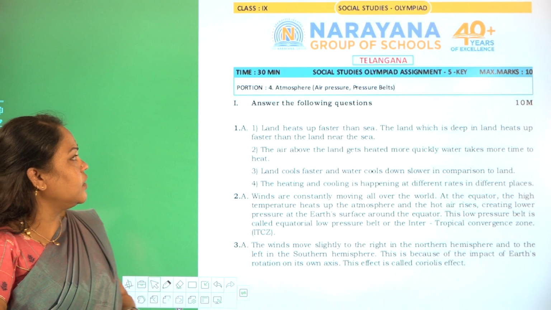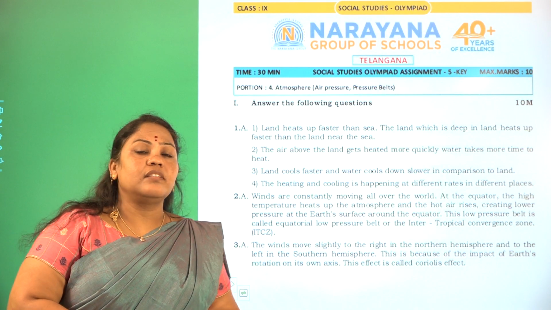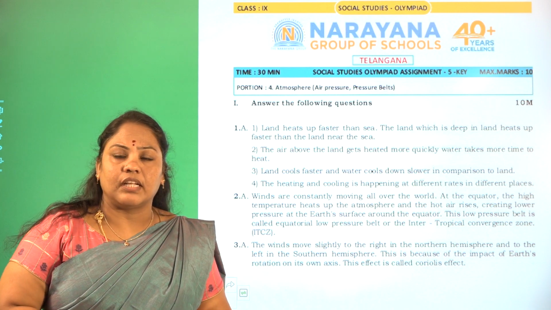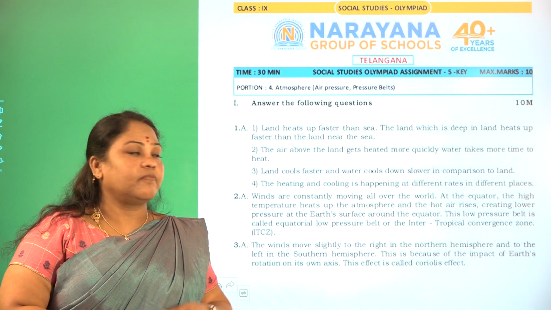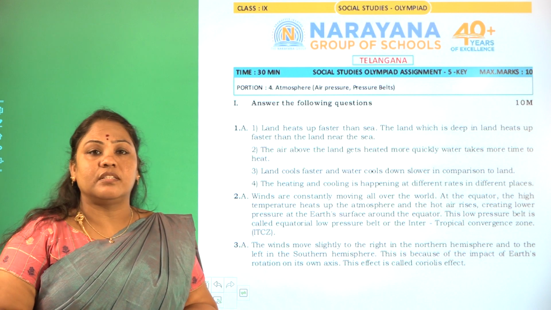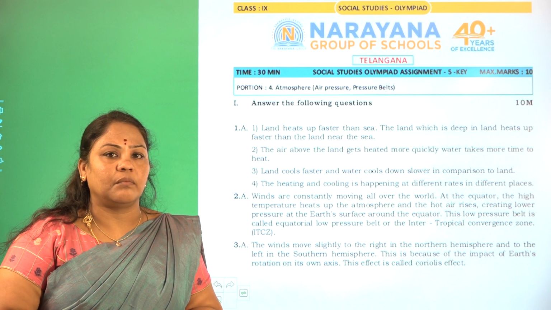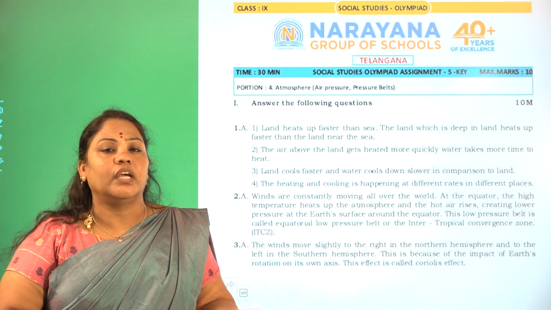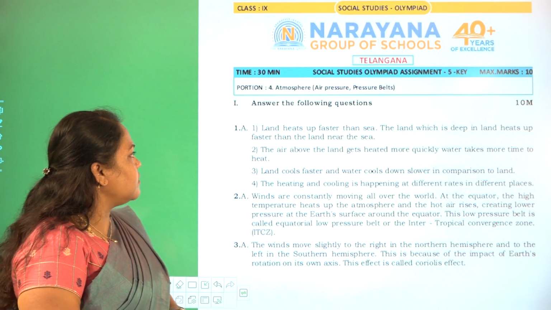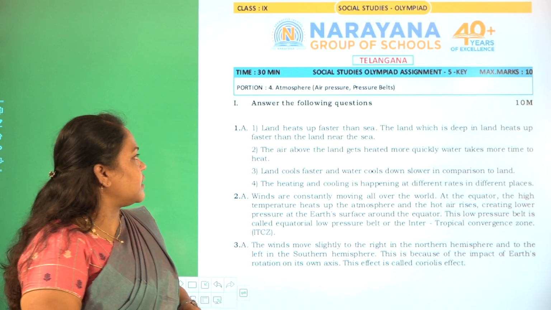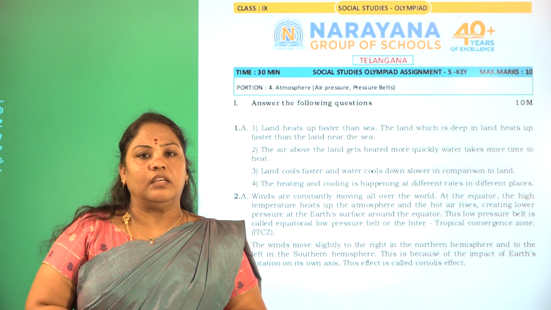Here we need to understand first there is a land-water relationship, where the land heats faster than the sea. The land which is deep inland heats faster. Inland areas are the regions which are not near the coastal areas, and those areas heat faster than the land near the sea, right?